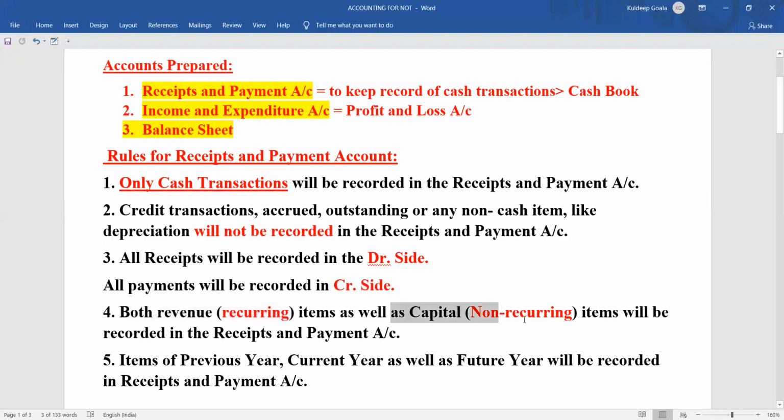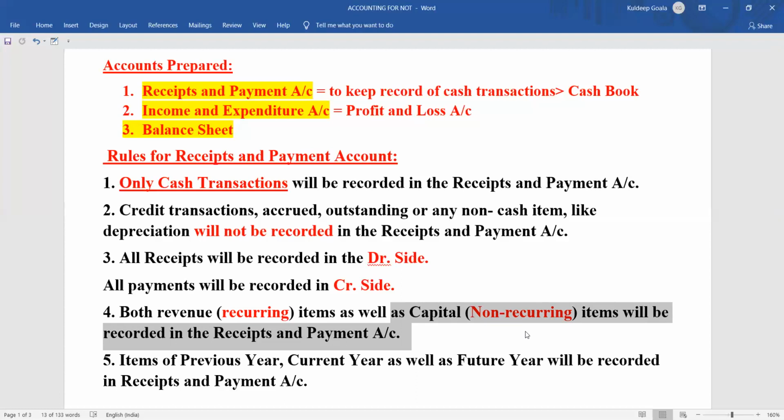Capital item means those items which are not happening regularly, non-recurring in nature, which will occur once in 2 years, 3 years, 5 years, or say more than 10 years. Once it will happen, that will also be coming under the receipts and payment account. So in this point, we came to know that recurring transactions, which occur again and again, also will come in the receipts and payment account, as well as transactions which are non-recurring, that is not happening constantly. Say it will happen once in 2 years, 5 years, 10 years, then that type of transactions are also going to come under the receipts and payment account. So, as and when that appears, it will come.